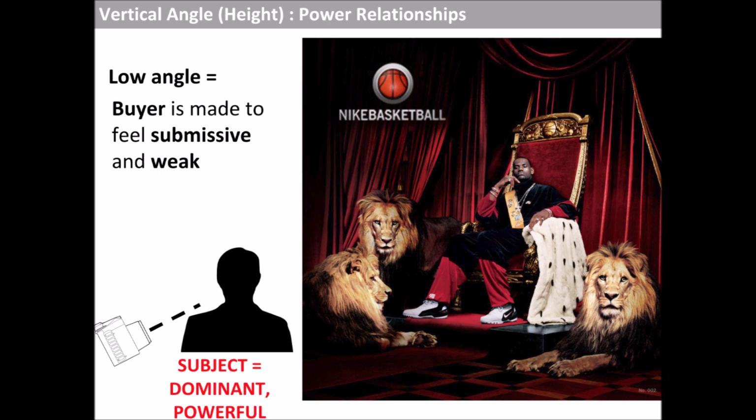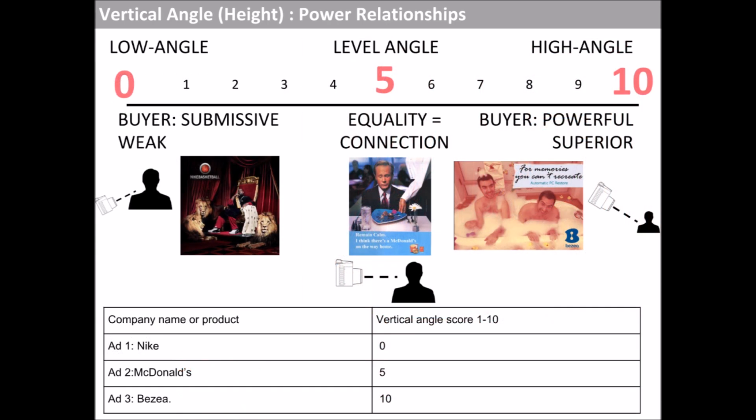The advertisers selected a low-angle perspective because it perfectly parallels the relationship they want to establish between an ordinary ho-hum customer and the crown prince of basketball. Now, please look at your 3 ads and score them using the provided worksheet. If your ad places the buyer vertically beneath the subject, looking up like in the LeBron image, give the ad a score that indicates a low angle and a buyer intended to feel submissive or weak, a 0, 1, or 2.